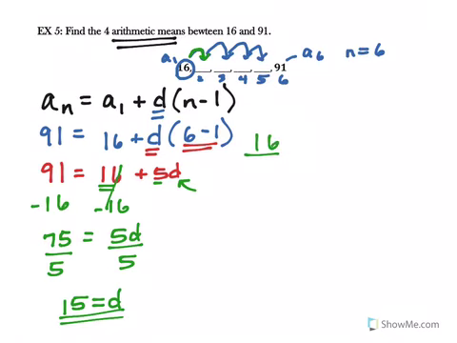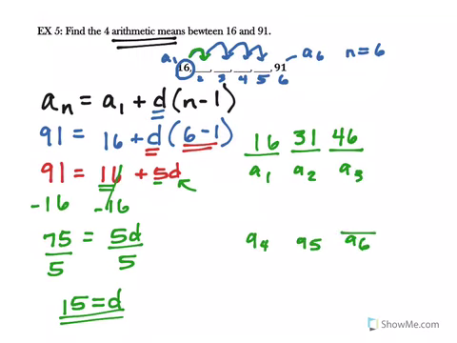16 would be a sub 1. When we add 15 to that, we're going to have 31. And when we add 15 again to that, we're going to have 46. And that would be a sub 3, so a sub 1, a sub 2, a sub 3, and then a sub 4, a sub 5, and then finally a sub 6, which we know is 91.